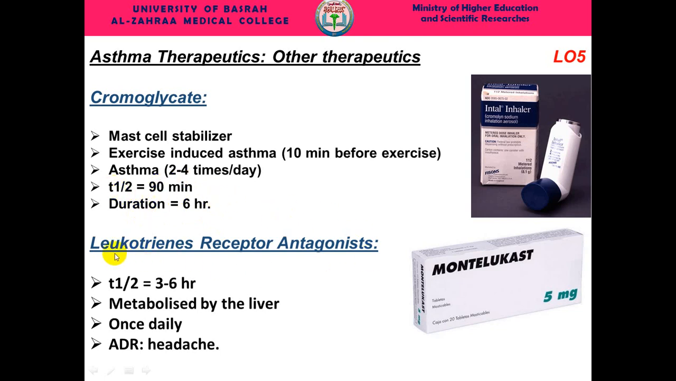And we have what is called the leukotriene receptor antagonist. An example of it is the montelukast. And the montelukast is available in the form of tablets, 5 milligram and 10 milligram. And we have chewable tablets as well. The half-life is 3 to 6 hours. And it is metabolized by the liver. And it has a longer duration of action. Therefore, it is given once daily, usually at night, to avoid nocturnal asthma, as I said. And the main side effect of montelukast is headache.